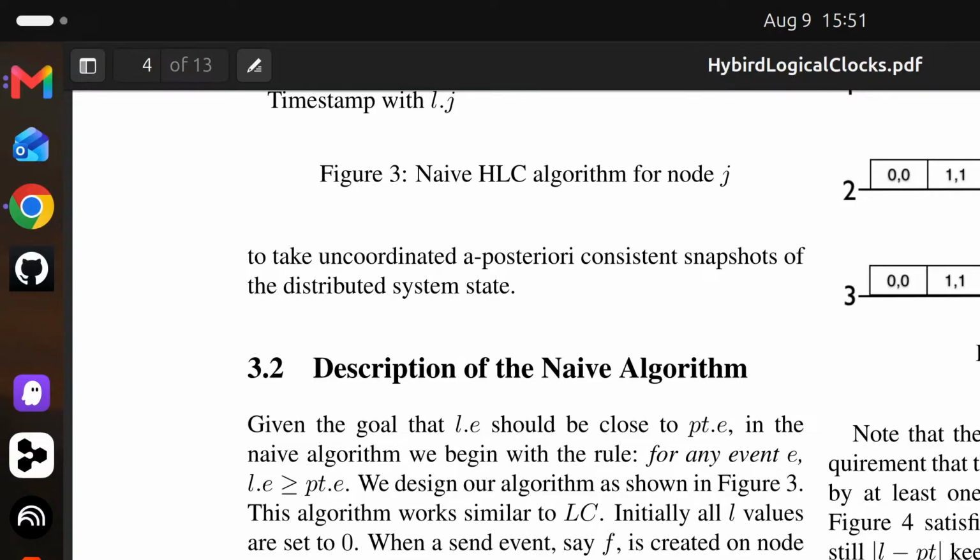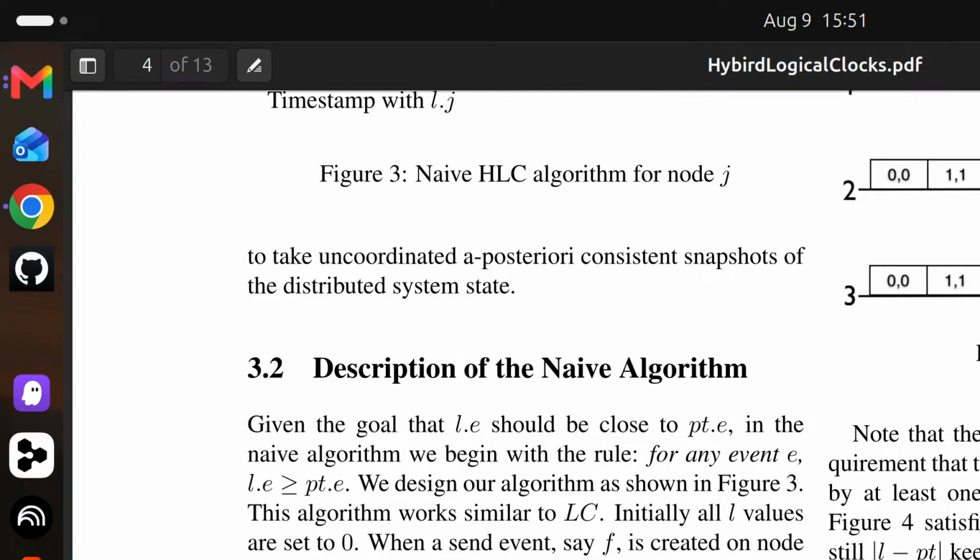Likewise, when a receive event f is created on the node j, the logical time is set to the max of the logical time of e plus 1, comma, logical time of m plus 1. What is m here? We will see, where l.e is the time from a previous event on j, on the node j. And L of m is the timestamp of the message, and hence of the send event.